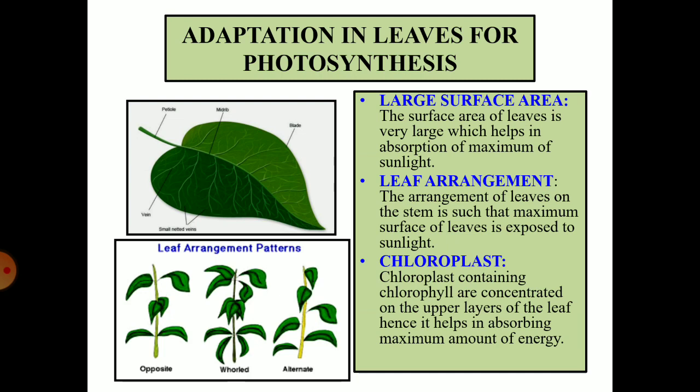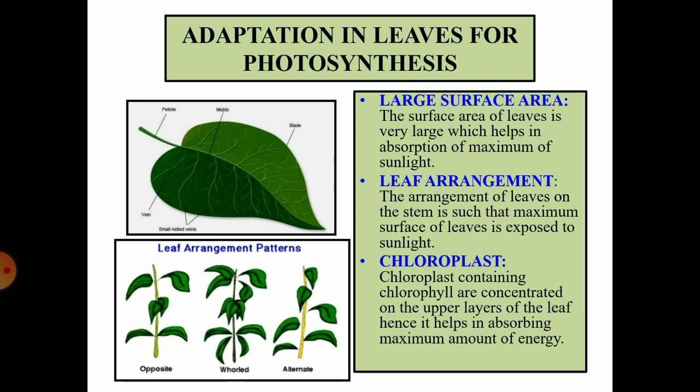Now, let us see the adaptation of leaves for photosynthesis. The leaves are very well adapted to carry out photosynthesis. Let us discuss them one by one. Large surface area. The surface area of leaves is very large. This helps in absorption of maximum amount of sunlight. The arrangement of leaves is also such that maximum amount of light falls on each and every leaf.